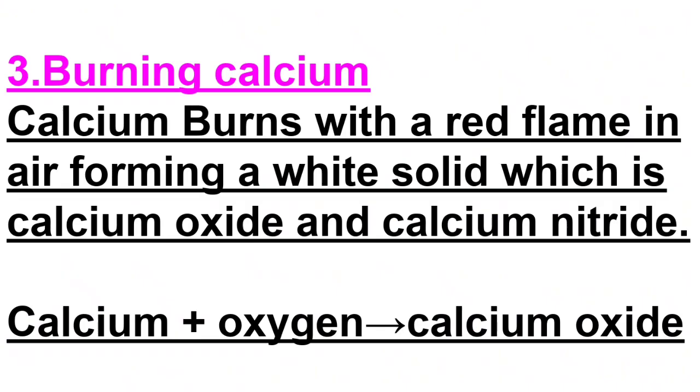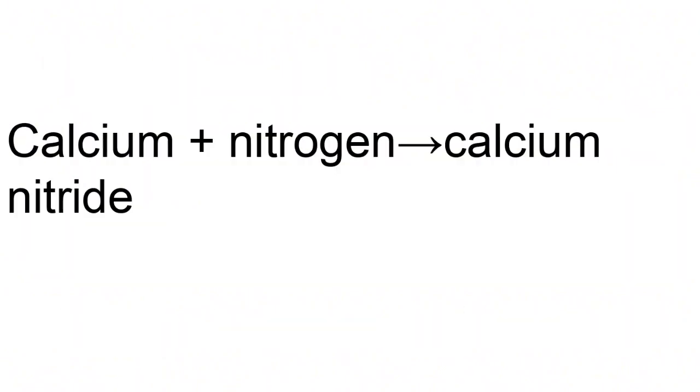Burning of calcium. Let's see how calcium burns in air. Calcium burns in air with a red flame, forming a white solid which is calcium oxide. Calcium plus oxygen forms calcium oxide. Then calcium also burns in nitrogen because it's also a reactive metal, to form calcium nitride. So calcium plus nitrogen gives us calcium nitride.